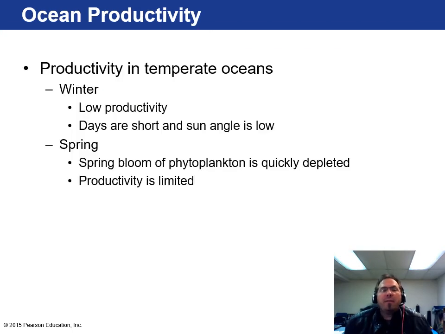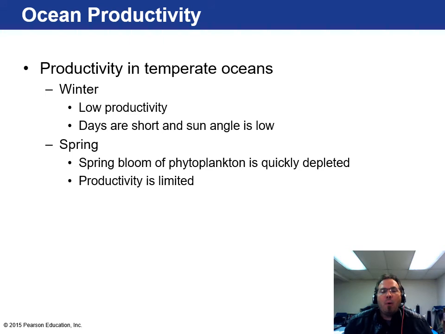Now, productivity in temperate oceans, which is kind of where we are, we're at 43 degrees north. So in the winter, they have low productivity because the days are short and the sun angle is low. That makes sense, right? So you're not going to get a lot of productivity when you don't have enough sunlight. The water might be cold, but you have to have both. You have to have the cold water and the sun.